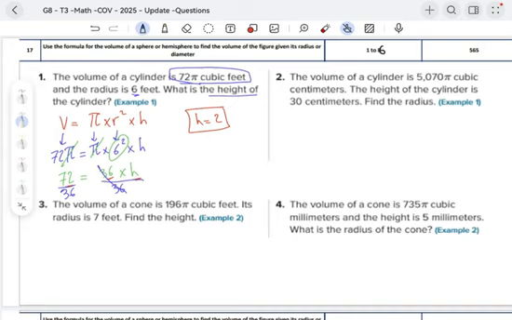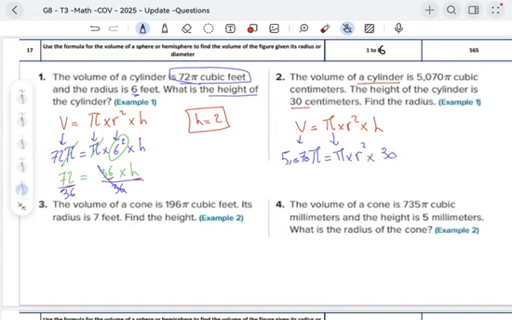Now let's go for the second question. Here also they give me the volume of a cylinder, 5070 pi cubic centimeters, and the height is given. We have to find the radius. So again, first step is to write the formula, pi times the radius squared times the height, and the second step is to substitute. The volume is given, 5070 pi equals, bring the pi down, the radius is unknown, and the height is 30.